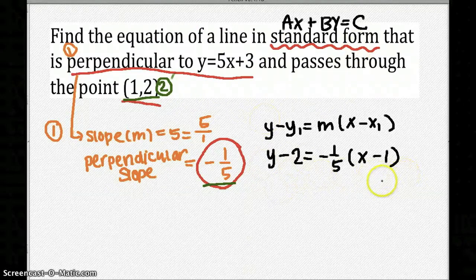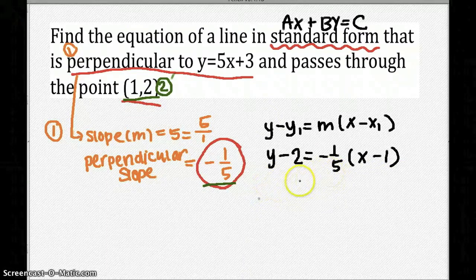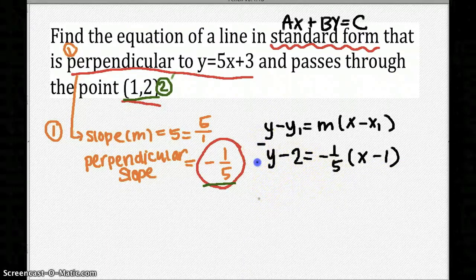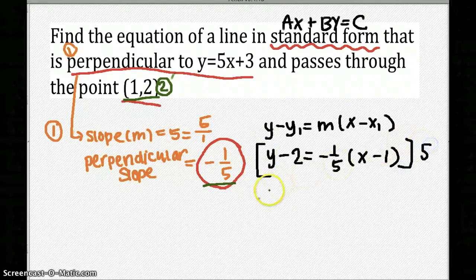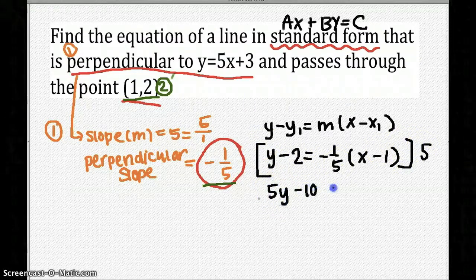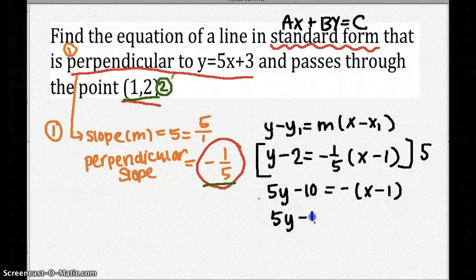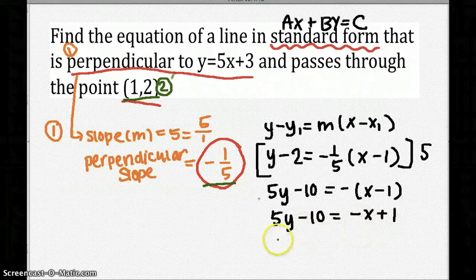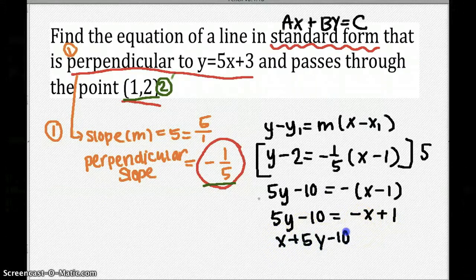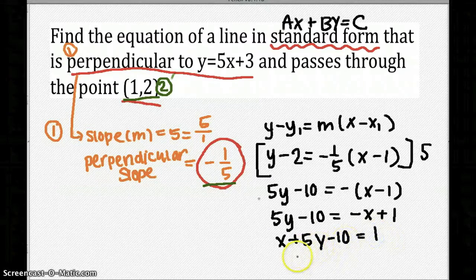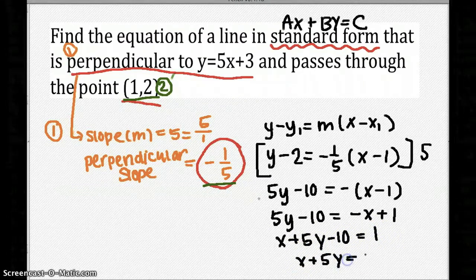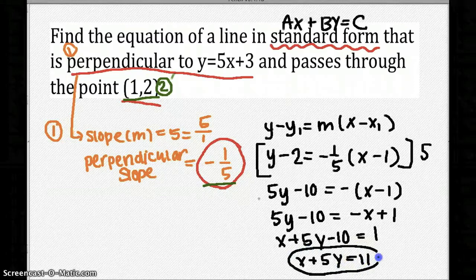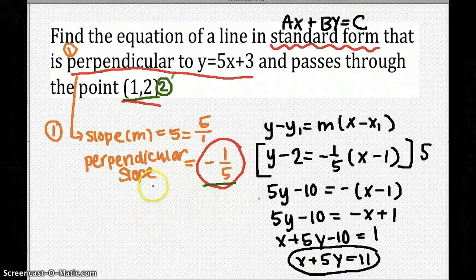So we need to convert this to standard form. We can do this a lot of different ways, but we should just multiply this by 5 first to get rid of the fraction. So 5y minus 10 equals negative x minus 1. Then 5y minus 10 equals negative x plus 1. Then we're just going to add x to both sides. So x plus 5y minus 10 equals 1. Then we're going to add 10. So x plus 5y equals 11. So there we have x plus 5y equals 11.